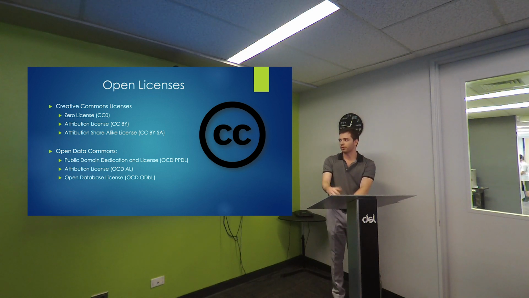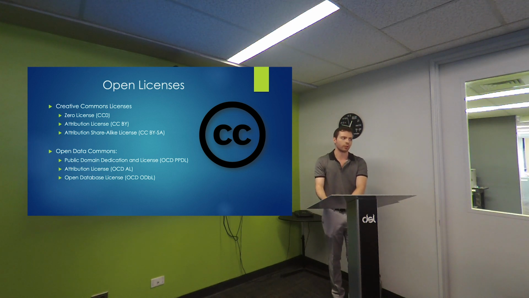The first one is the zero license, which just makes it open. No one has to give you credit if you're the original owner to use it, to modify it, to share it, to copy it, anything they want to do. There's the attribution license, which requires that they give you credit. They can still modify it, change it, use it, access it whenever they want, but they have to say that you were the original creator.